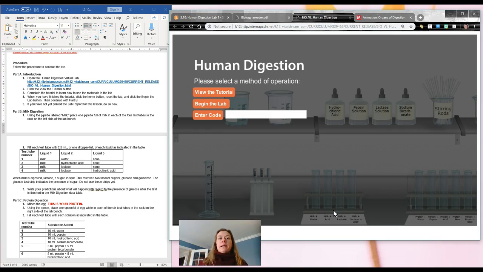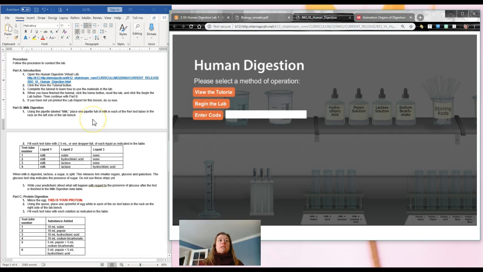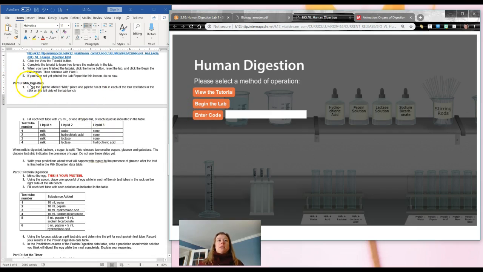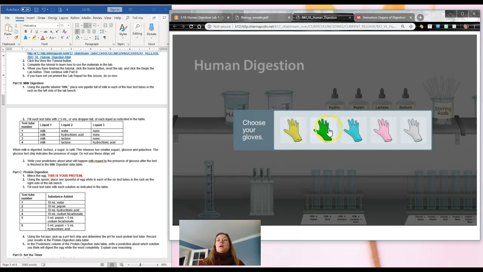All right, so here we are back at the main page. I went to the home button and reset the lab so we could start from here. So when you begin the lab for part B, because that's what we're on, we've already done the tutorial. We're going to start the lab at part B. Pick another pair of gloves, white.